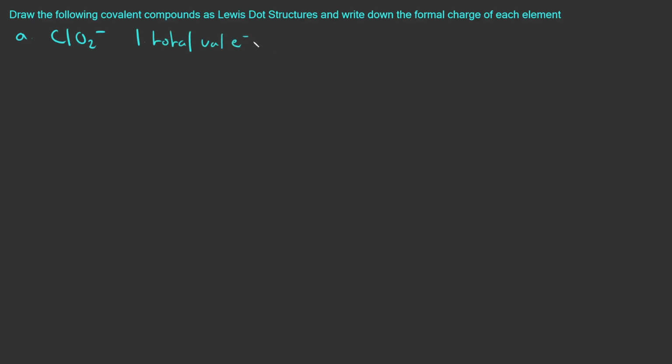In this case, we have one Cl and two oxygens. But now we have to account for this -1 charge. If we have a -1 charge, that means we've gained one electron in total. So a -1 charge equals a +1 electron count, and if it is a +1 charge, that would mean a -1 electron count.